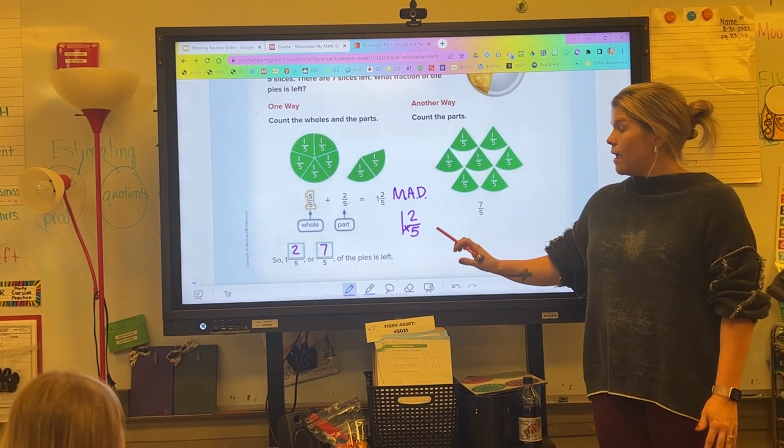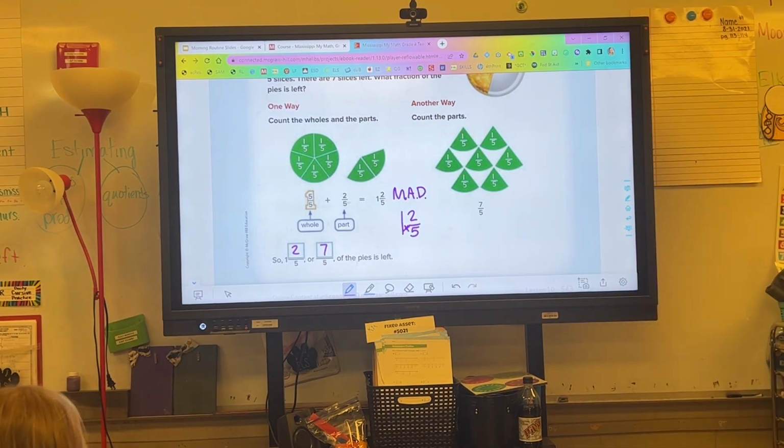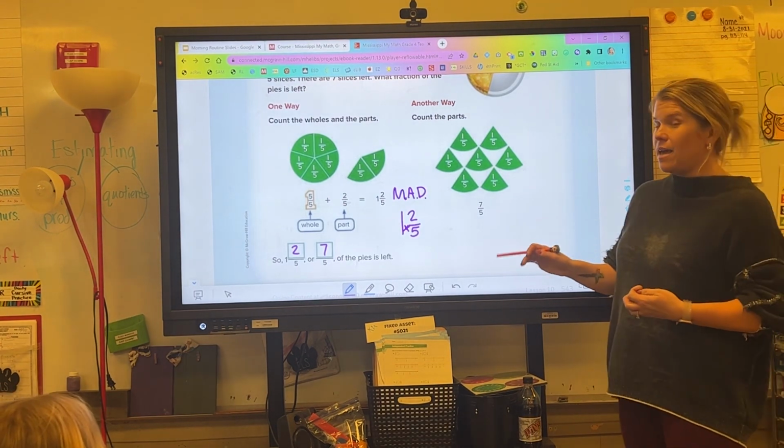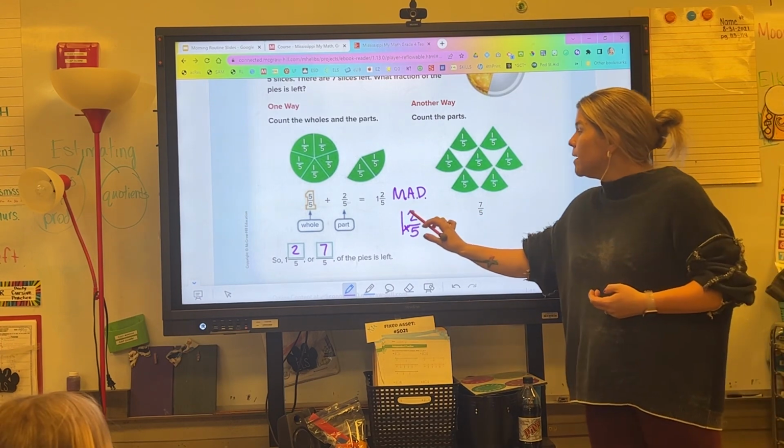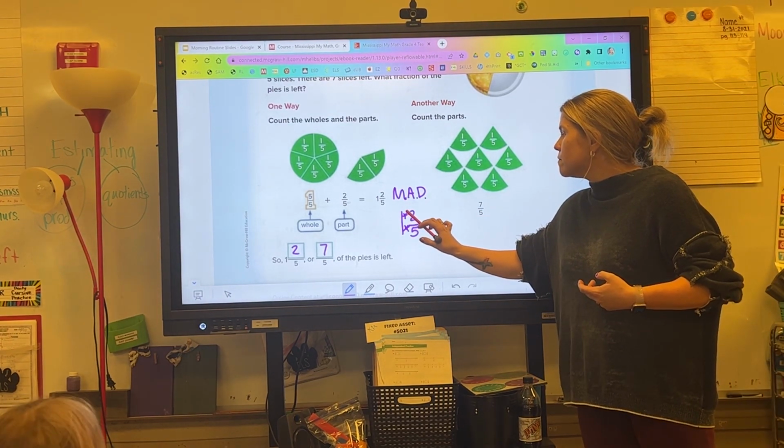Multiplication right there. Now, that means I'm going to multiply right there. We're going to do it all together in a minute. After my M, I have an A. What do you think the A is? I'm going to add in between here.